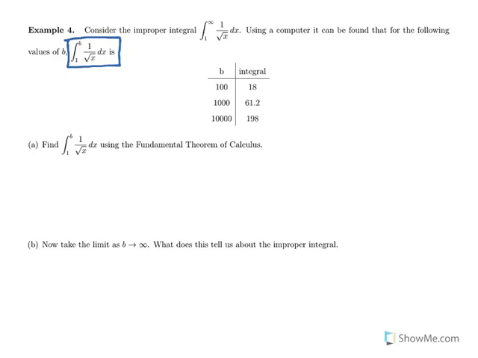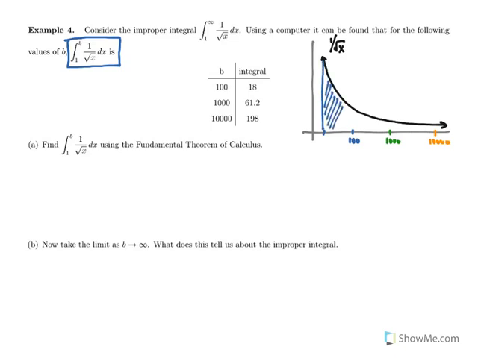So what we're doing here is we have one over square root of x. It's just going to look something like this. What we're doing is finding the area from 1 to 100, to 1,000. This is not to scale, but that's okay, to 10,000. So here's the area from 1 to 100.